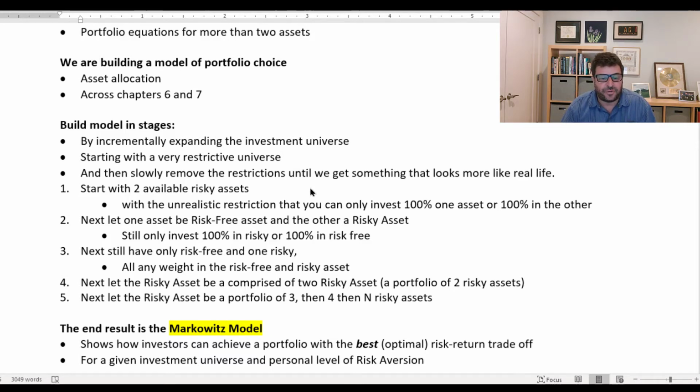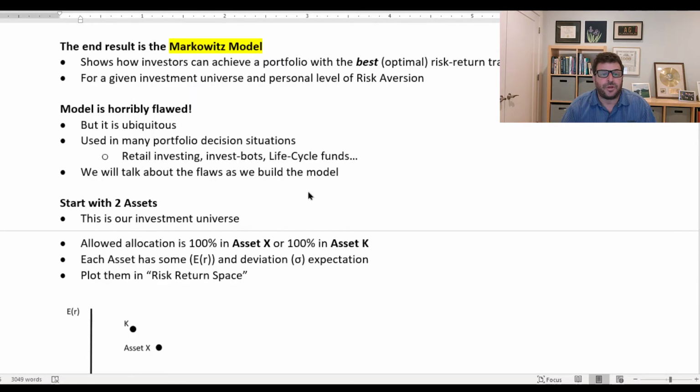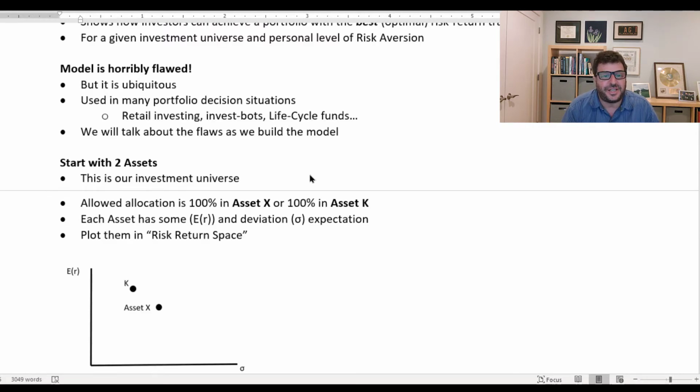Again, the end result is this Markowitz model. It shows how investors can achieve a portfolio with the best optimal risk-return trade-off for a given investment universe and personal level of risk aversion and time horizon. Now, the model is horribly flawed. There are some real issues with this model, and we will talk about these as we build the model. But it is ubiquitous. It's used in many portfolio decision situations.